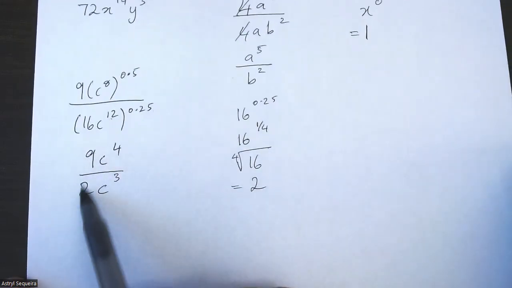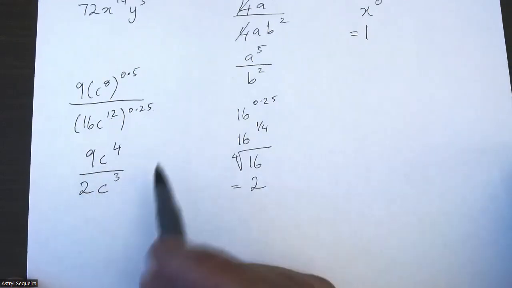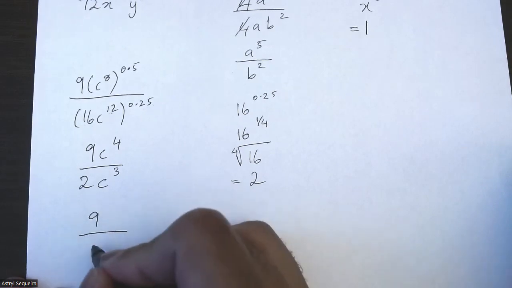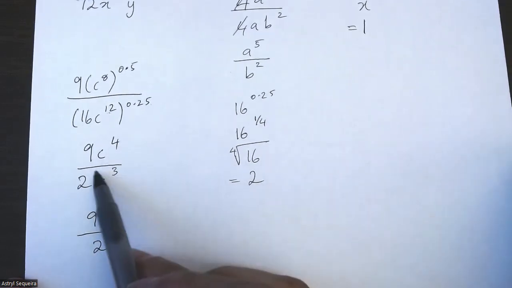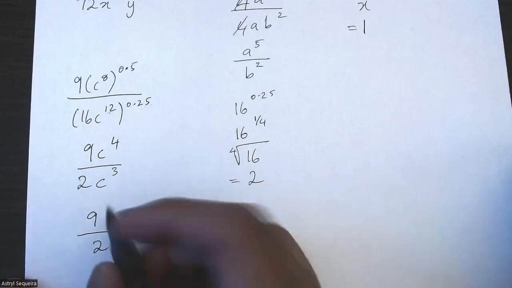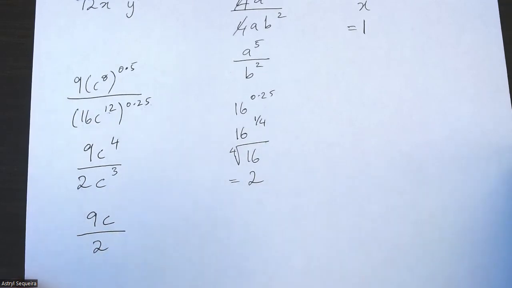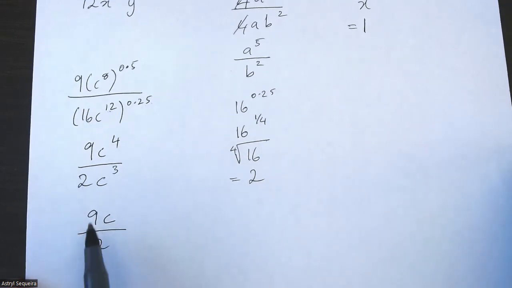The constants can't simplify anymore, so they're going to stay the same. So I just have 9 and 2 on the bottom. And c^4 divided by c^3, 4 minus 3 is just 1. So I just have a c in the numerator. So that is my final solution.